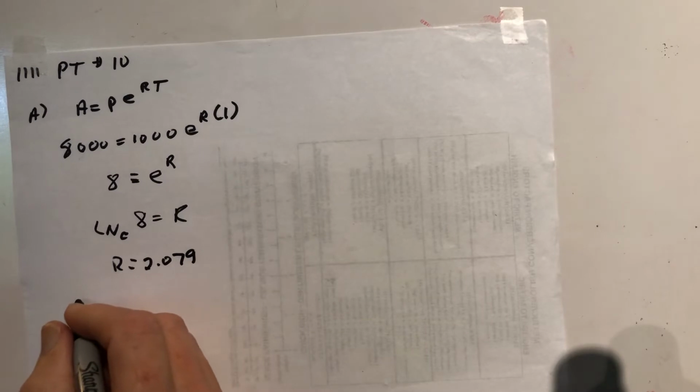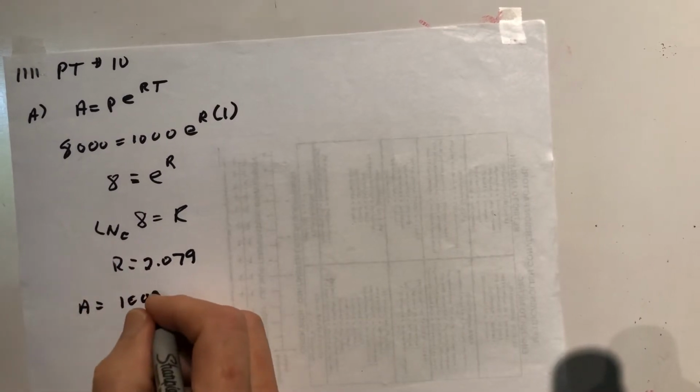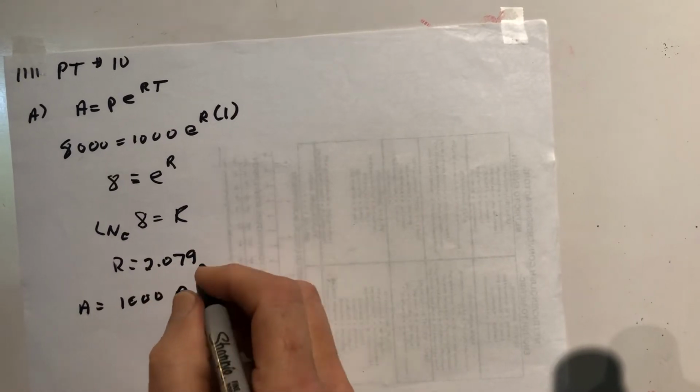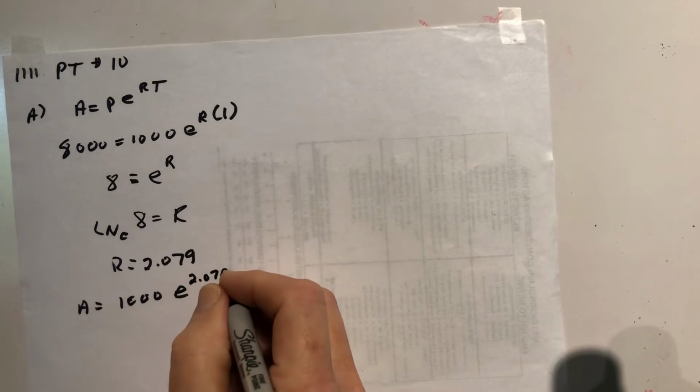So now we can write the formula. It's PERT, but we know some details. We know that it's starting with 1,000, and we know the rate is 2.079 T. Now they use slightly different letters in the book, but that's okay. You can use those letters, or you can switch to the ones I'm using.